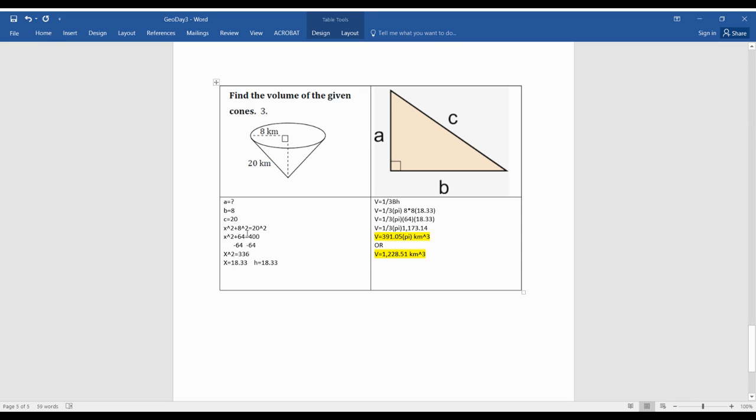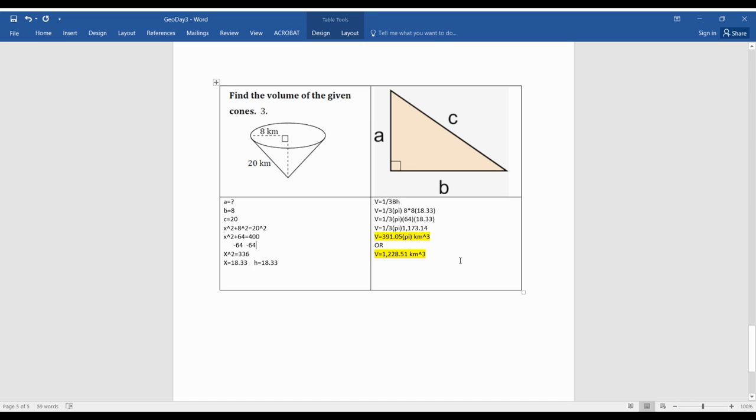I've got x squared plus 8 squared equals 20 squared. This is going to give me x squared plus 64 equals 400. I take 64 from both sides, and I know that x squared equals 336. Once I take the square root of this, I figure out that x equals 18.33 when I round it off to the nearest 100th. And now I know my height.